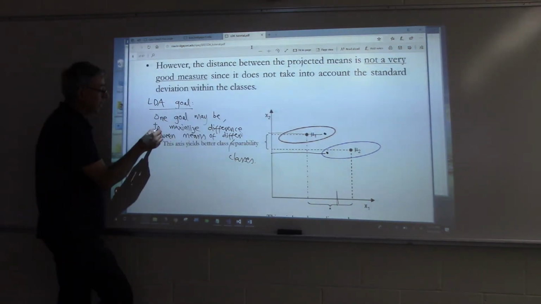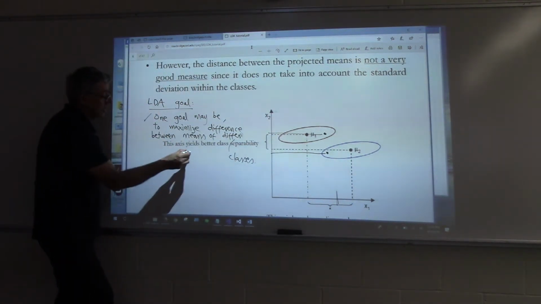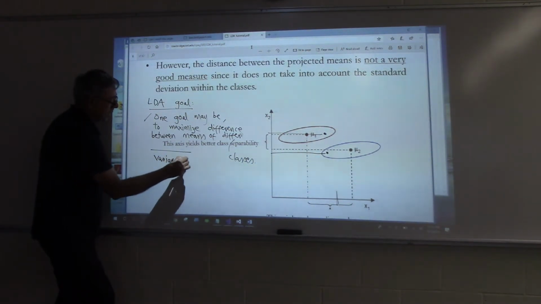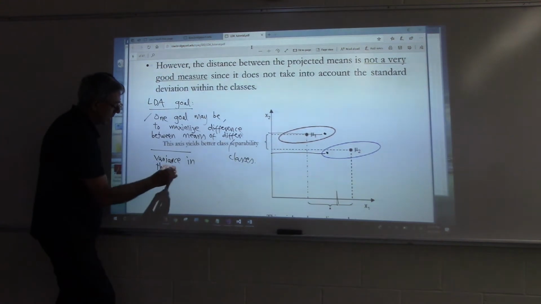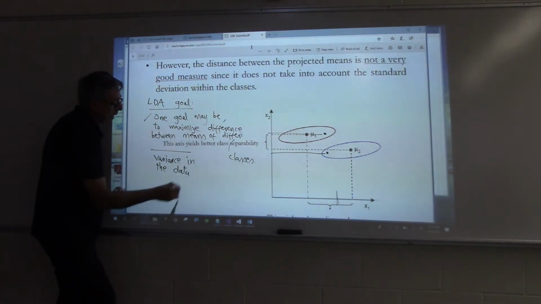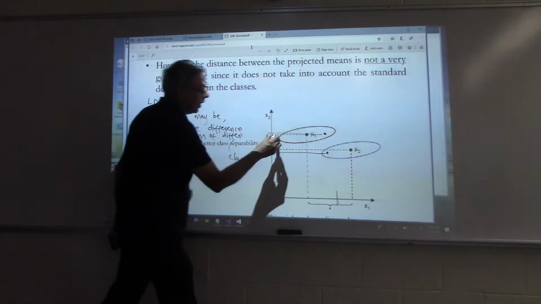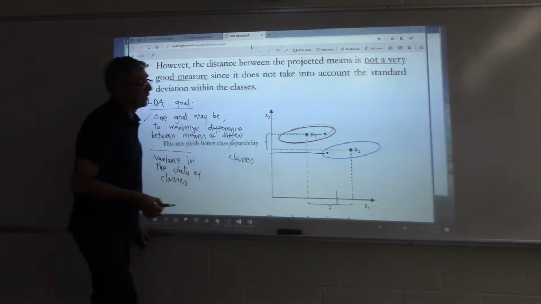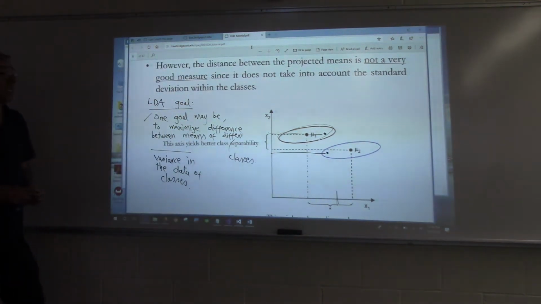So basically what we do is, we still have this goal, but we divide it by the variance in the data of classes. In other words, we have to pay attention to the variance also, because if there's an overlap going on over here, then it's not a good projection.